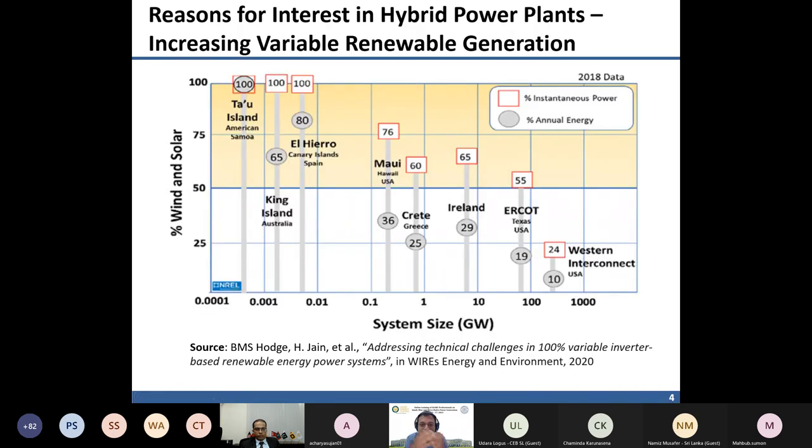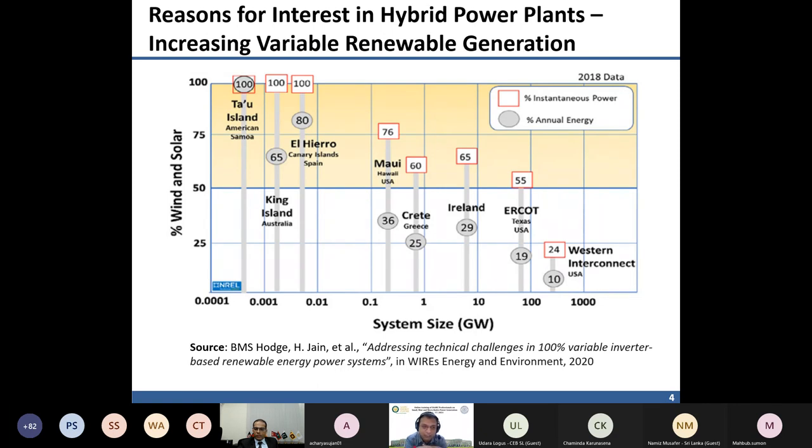Now let me come to the motivation for interest in hybrid power plants. What you see on the slide is a picture from a paper that I published along with Dr. Bri-Mathias Hodge and other researchers at NREL and in Europe on the challenges in integrating 100% inverter-based renewable energy systems in the grid. The reason I put this figure here is to show you that the amount of renewable energy has grown quite a bit over the years.